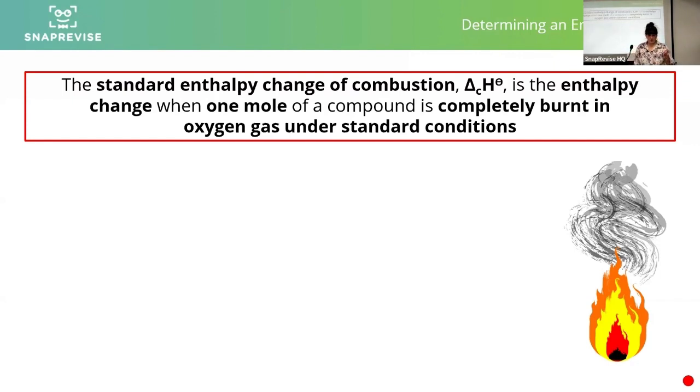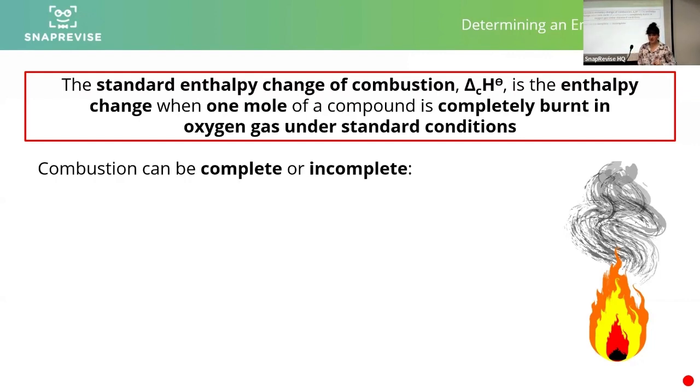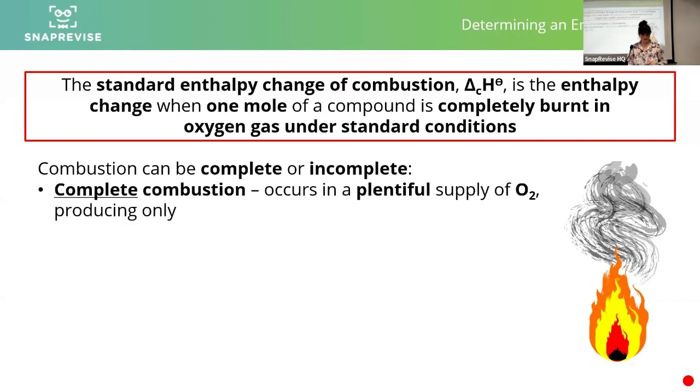Now, enthalpy change of combustion is complete combustion, but combustion can be complete or incomplete. So if you've been asked for the standard enthalpy change of combustion, it's complete combustion. Combustion itself can be both complete or incomplete. Complete combustion will occur in a plentiful supply of O2. This is technically GCSE stuff, and it's the same as GCSE. It's just the context might be a little bit harder.